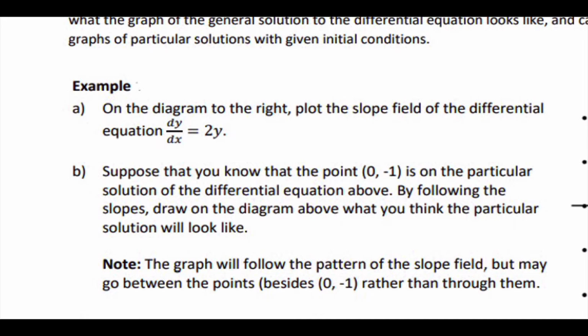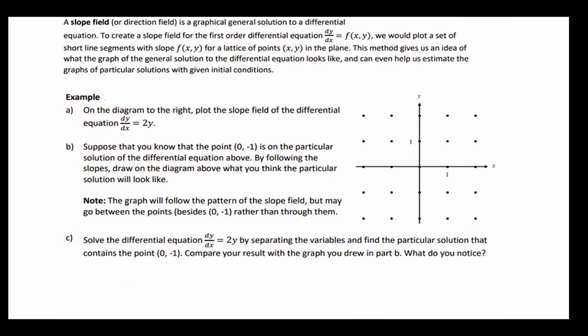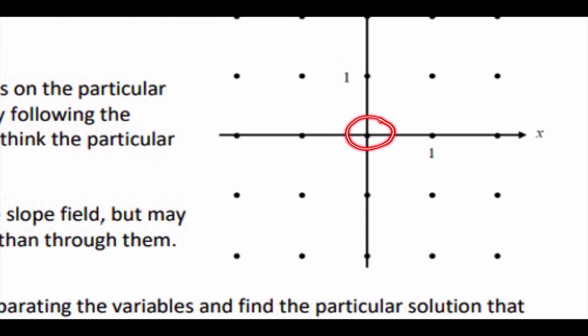So with the slope field, usually we start, and you could start anywhere you want. We're going to put markings on. We're going to create a field of markings, and those markings are going to represent slopes. For example, let's start at 0, 0. We're going to start at 0, 0 right here.